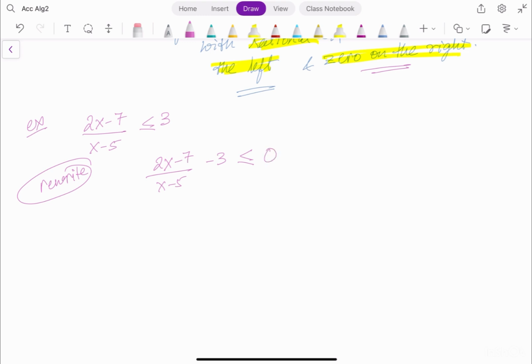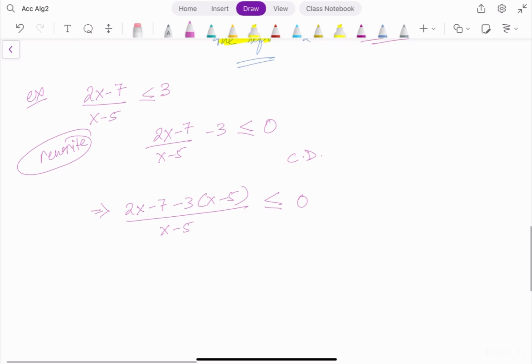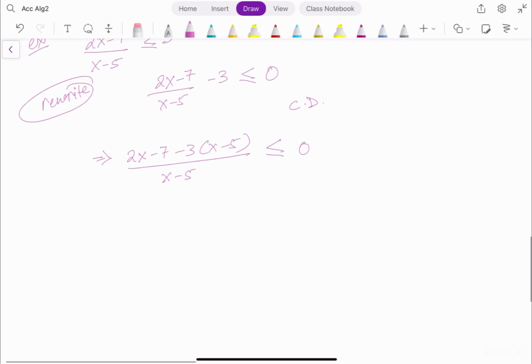After this, take the common denominator, just like you will solve the fraction, subtracting the fractions. So this will give you 2x minus 7 minus 3 times (x minus 5), and everything divided by (x minus 5), which is less than or equal to 0. Let's clean this mess up, and you will get (negative x plus 8) divided by (x minus 5), which is less than or equal to 0.